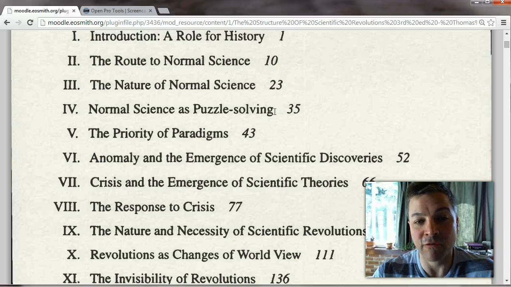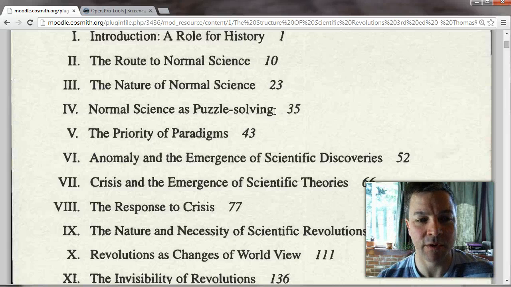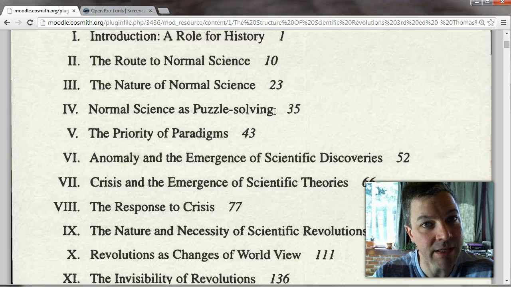Next one, the priority of paradigms. Now we're getting into an area that I'm maybe not comfortable with. I don't really know what a paradigm is. And the priority of paradigms, I don't even know what he means by priority. But this paradigm term, it turns out, is going to be one of the keys to this whole book.